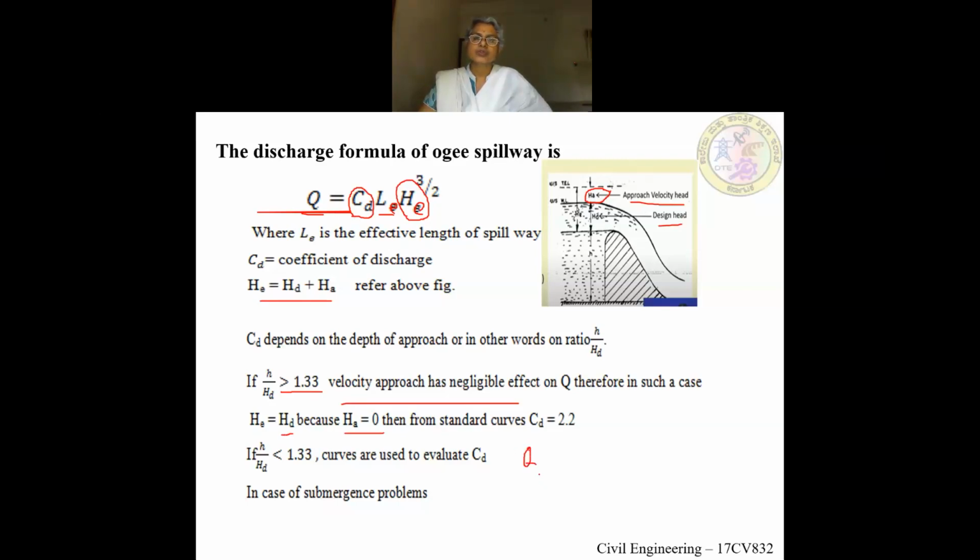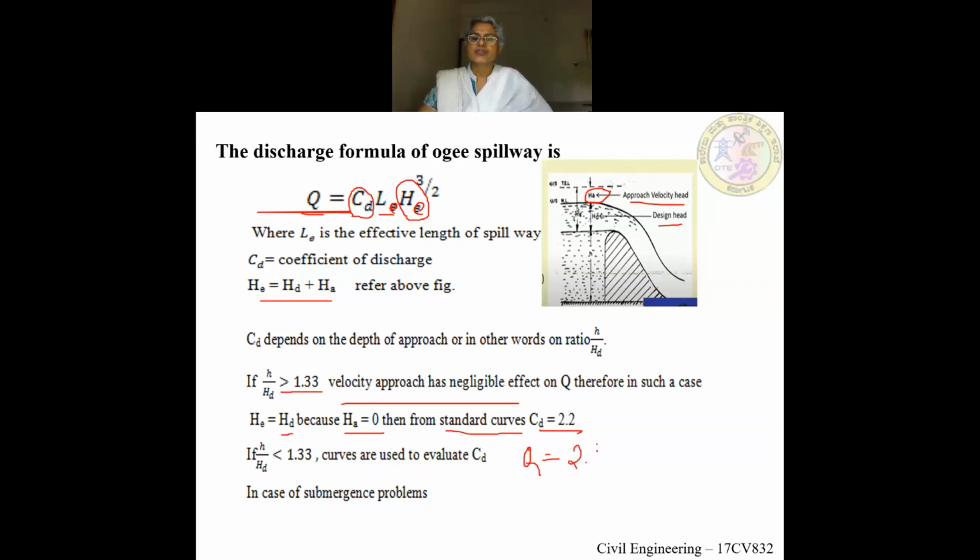So in this formula, what is Q? Q is equal to, and the CD value will be 2.2. It is taken from the standard curve when the approach velocity is 0. There are standard curves for approach velocity 0. From that directly you can take CD as 2.2. So what happens to this equation, the discharge through the Ogee spillway? CD value is 2.2.